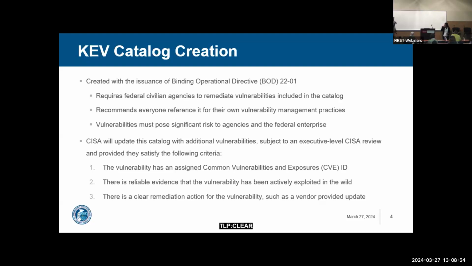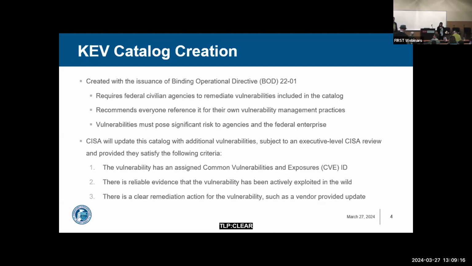If I may interject for one moment, KEVs are possibly the most expensive vulnerabilities in America, because these agencies must find and fix them when we put them on the KEV, so every bug is a $1 million bug.